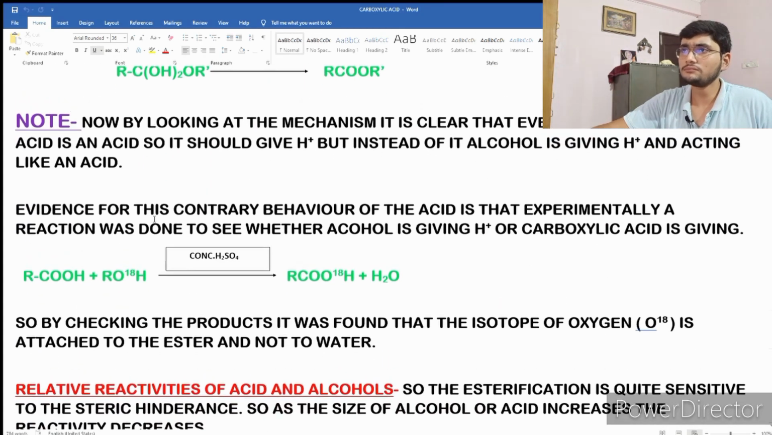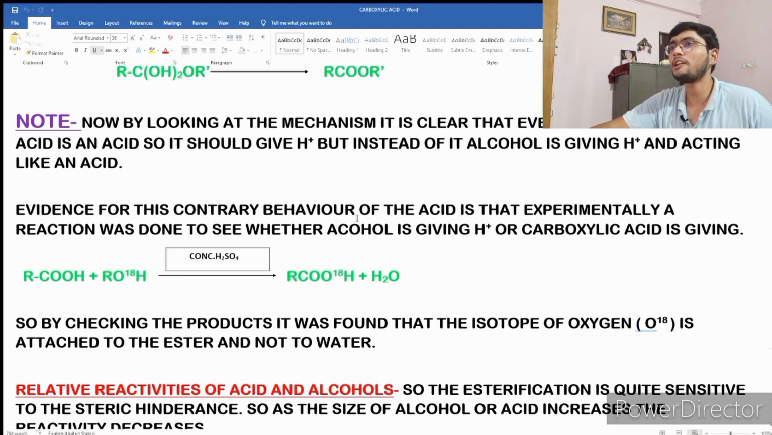The evidence for this contrary behavior of the acid is that experimentally a reaction was done to see whether the alcohol is giving H plus or the carboxylic acid is giving it. So what is the reaction? We have taken this carboxylic acid and reacted it with this alcohol, in which we have taken the isotope of oxygen. Simply, oxygen has atomic mass 16. Now here it is 18. It is an isotope of oxygen.